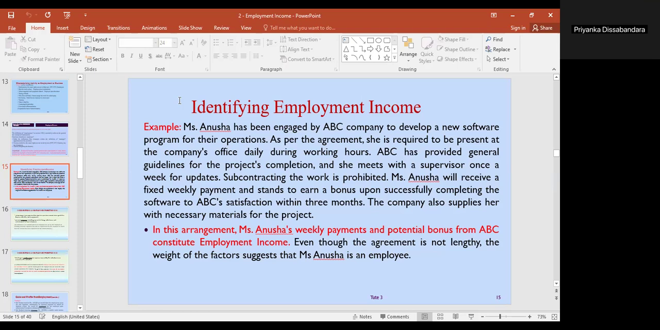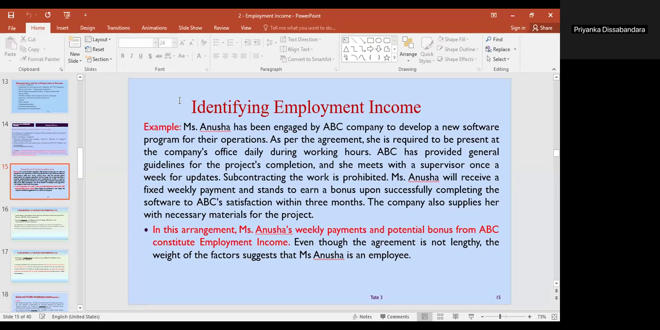Okay, I will give you an example. There is a doctor. That doctor serves at a hospital. So in that hospital, that doctor receives a salary, OT, and everything. So we can consider that as employment income.